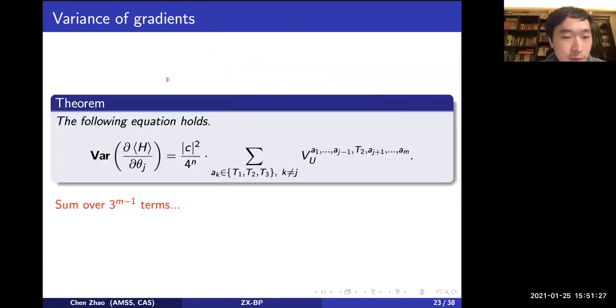Then we will have this theorem. The variance of the gradient can be represented as this kind of sum. And it's a sum over 3 to the n minus 1 terms. It is exponential. But in many cases, we can simplify these terms, so that we don't need to compute these terms individually, and we have many techniques.